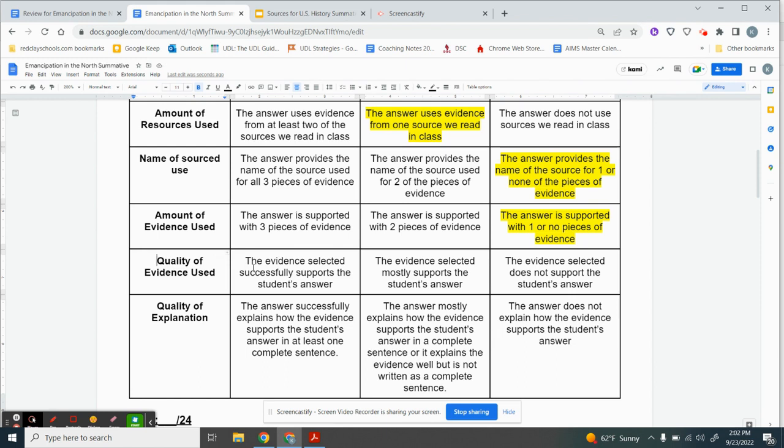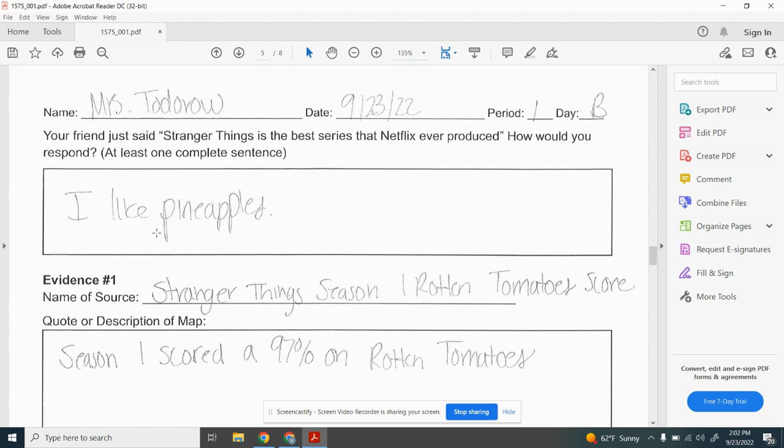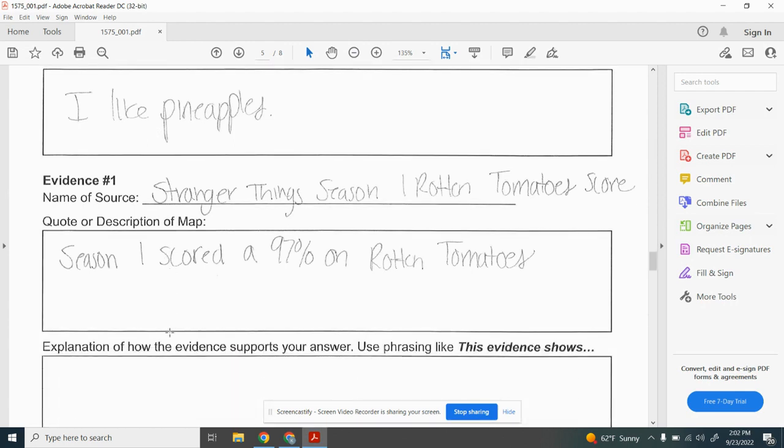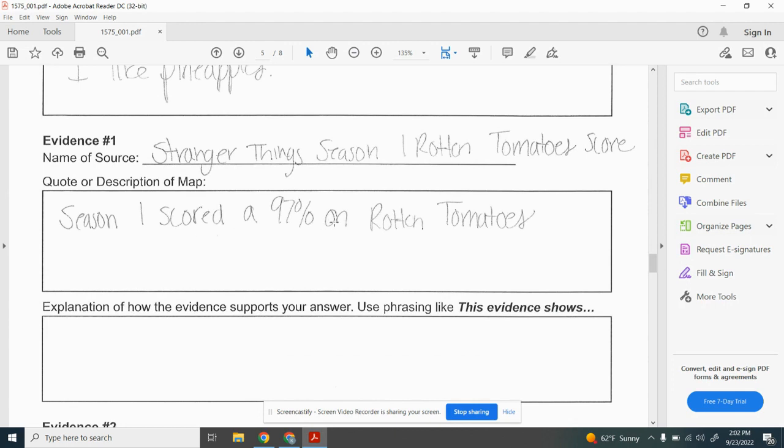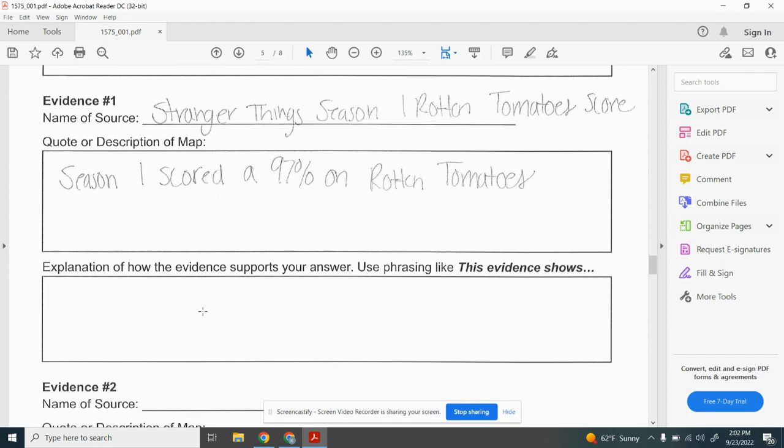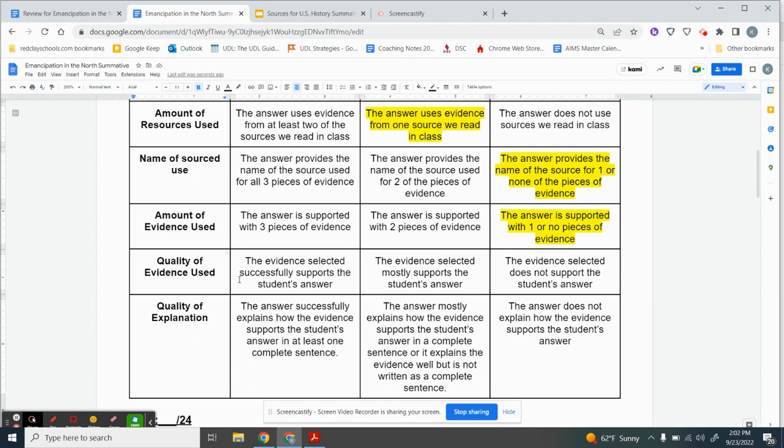Let's see if their evidence supports their answer and whether the explanation is good. So their answer again was I like pineapples. Their evidence said season 1 scored a 97% on Rotten Tomatoes. We don't have an explanation. So quality of evidence: the evidence selected successfully supports the student's answer, the evidence selected mostly supports the student's answer, or the evidence selected does not support the student's answer. I could understand if you scored this as a 2.